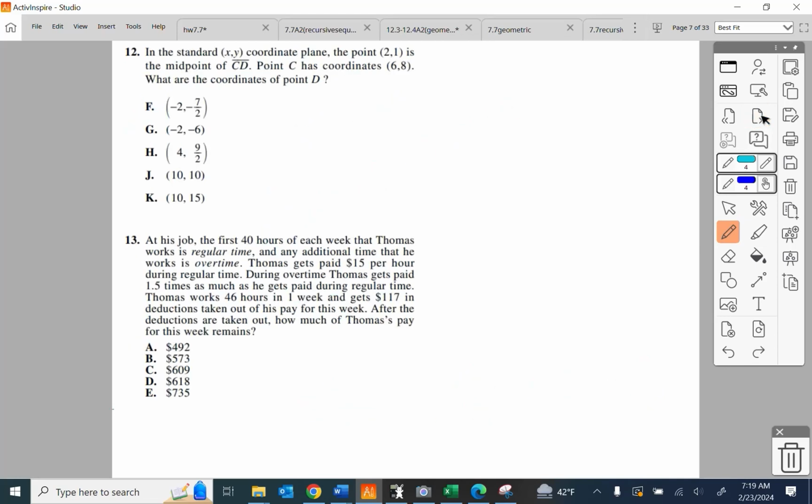In the standard XY coordinate plane, point 2, 1 is the midpoint of CD. Point C has the coordinates 6, 8. What are the coordinates of point D? I'm sure there's a really good distractor in this thing, but this is C to D, line segment CD, and the midpoint's in the middle. Point C is at 6, 8. Let's see here, the midpoint's at 2, 1. And what is this guy?